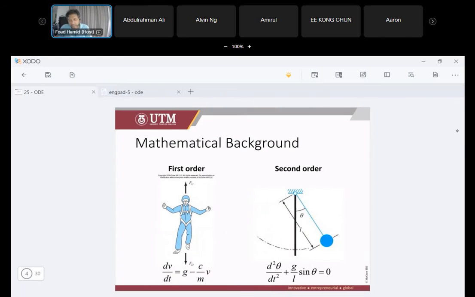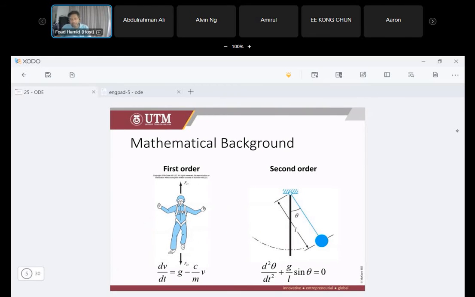So let's look at the next one. Look at this. This is a first order differential equation, ODE. Note that V is only a function of t. And in this case, theta is a function of t.